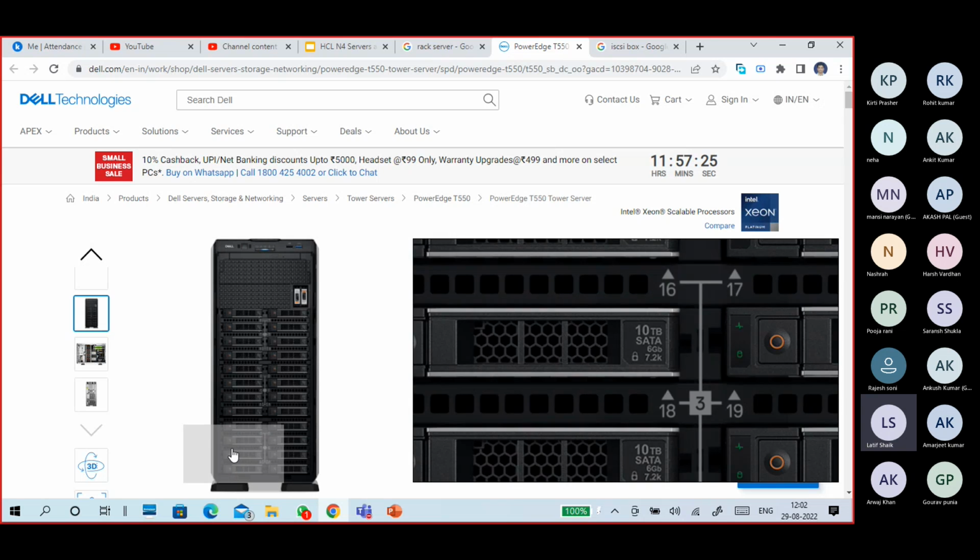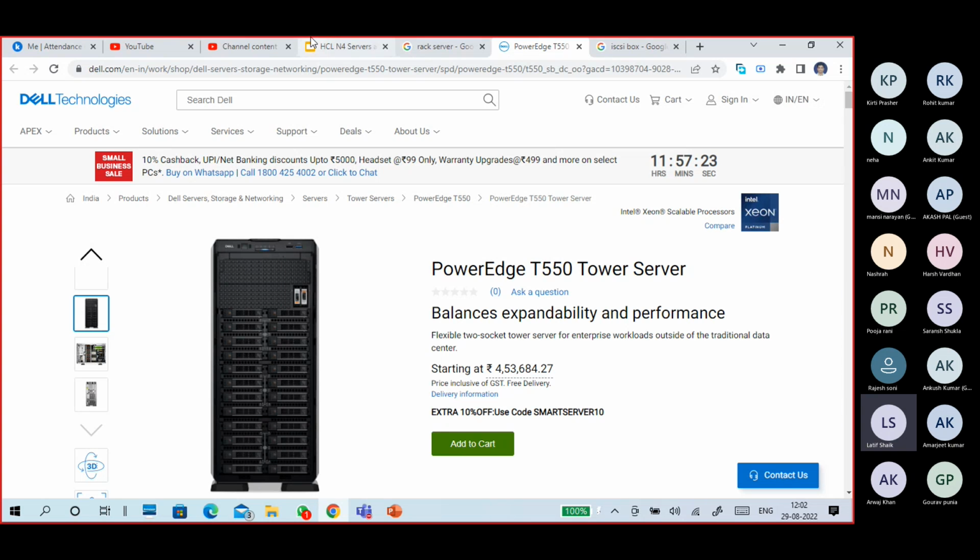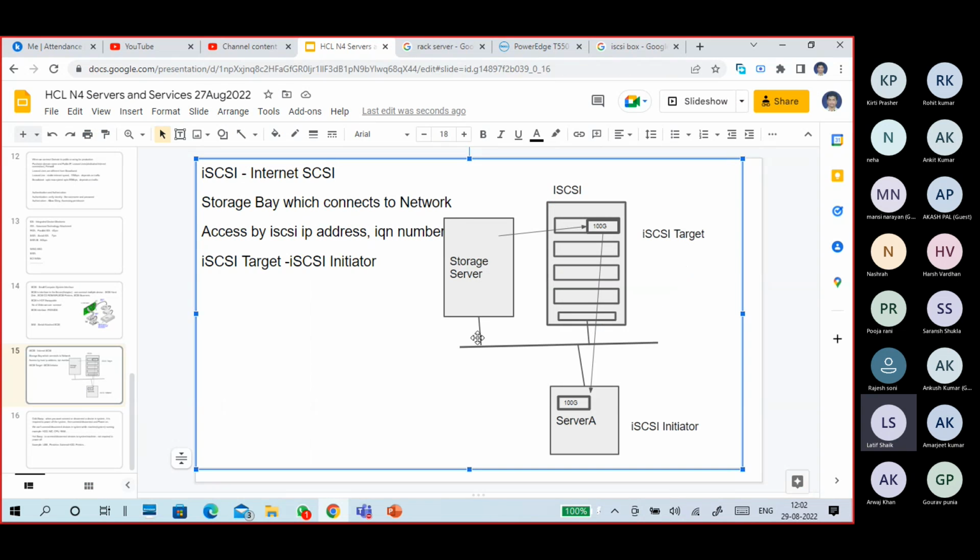Directly from outside, you are able to pull it out. Okay, that is one thing.